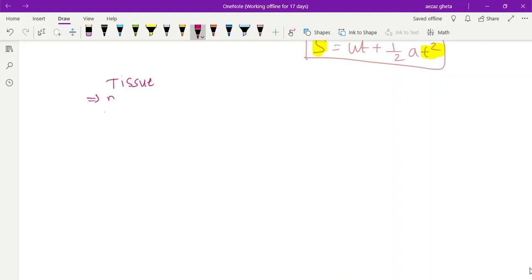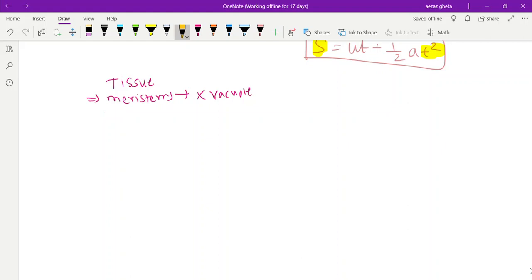In meristematic cells, you know that they don't have a vacuole. So what is the reason that they don't have a vacuole? Because they do not have any role in storage of food. So what is their role? Their role is to divide and multiply.